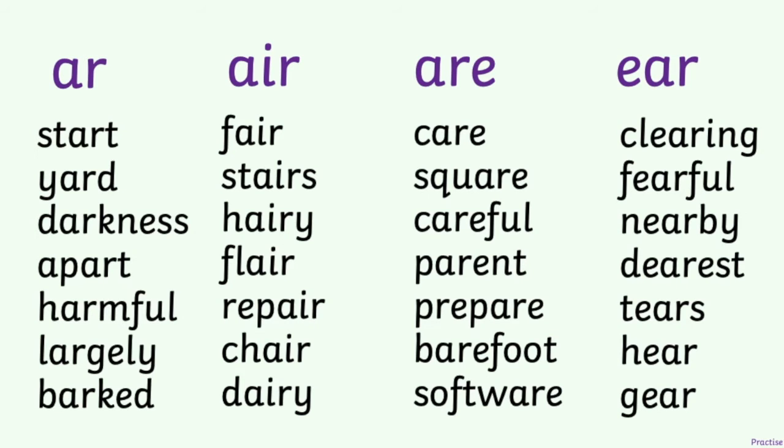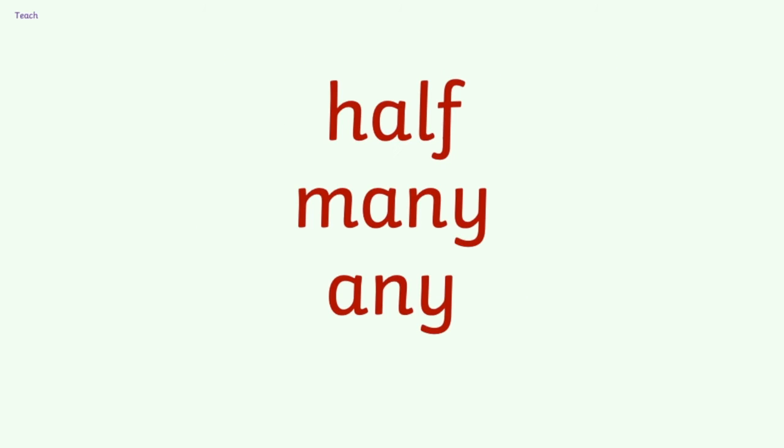One last thing to do before we spell, and that's red words. So we had half, many, and any. And we said that many and any are just 2 words that are really, really common. They're not related to the sounds we've been looking at, but we really, really need to know them. So many and any. But this top one here, half, well, that makes the R sound in the middle.